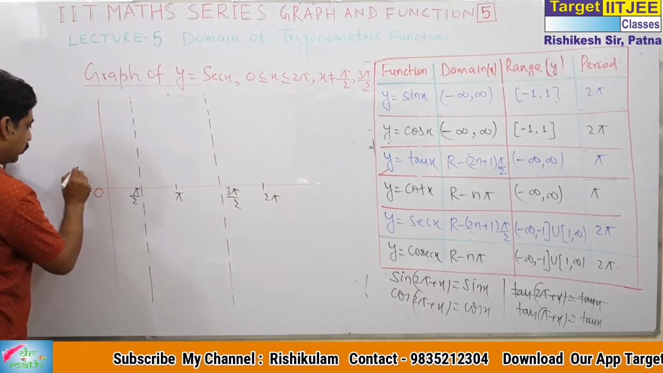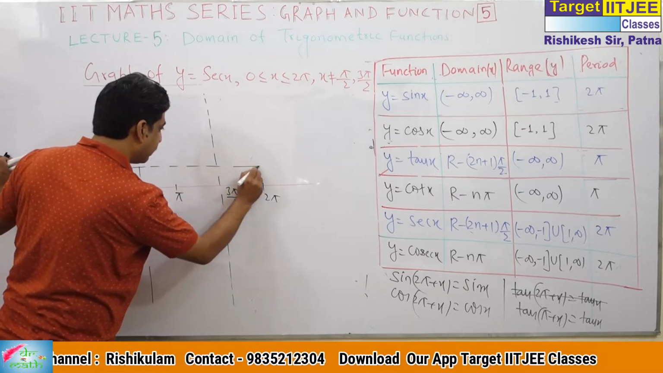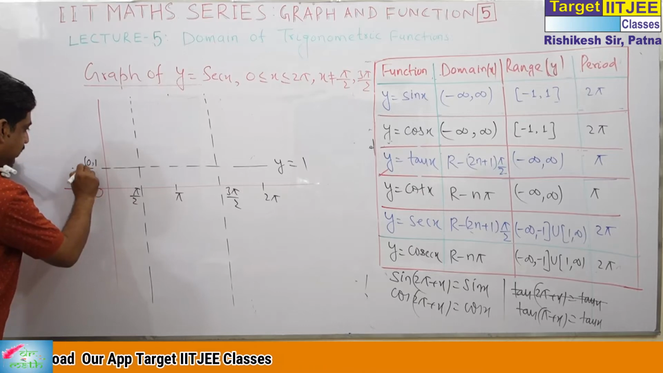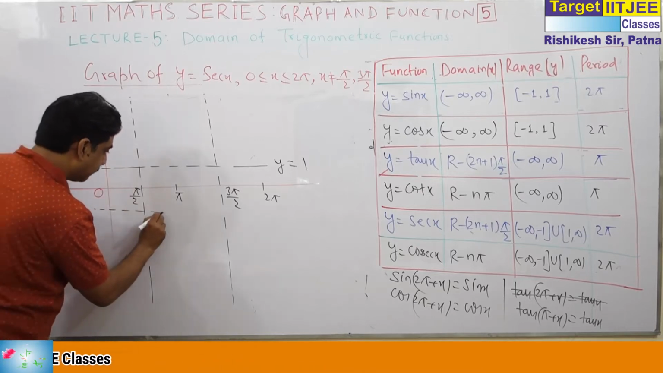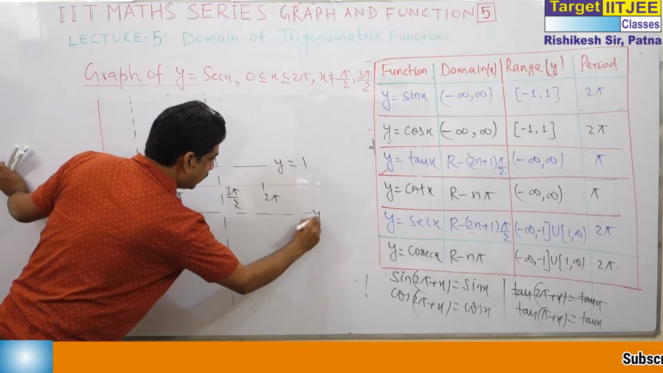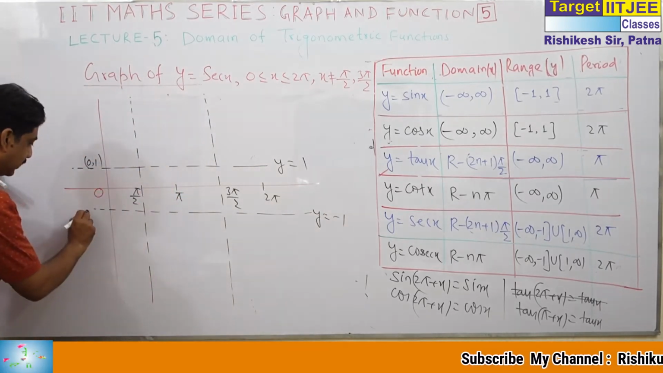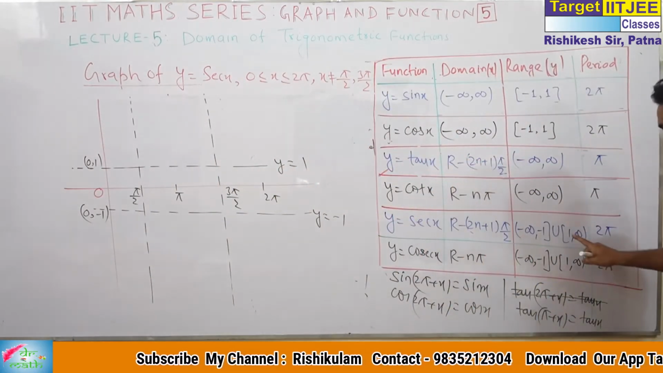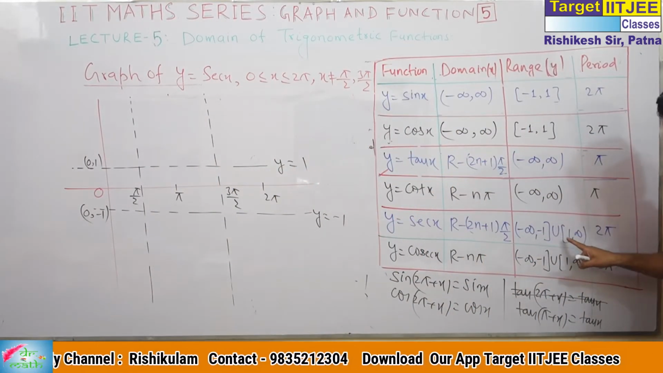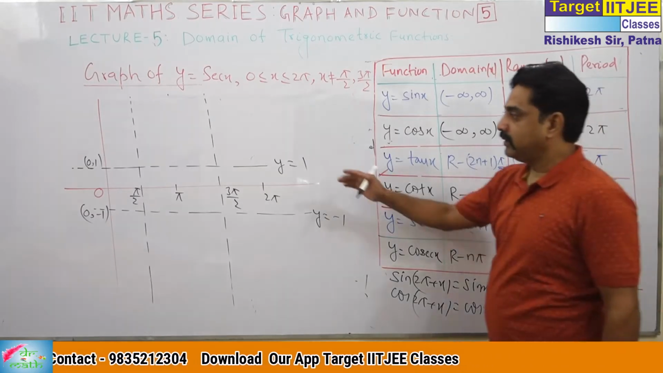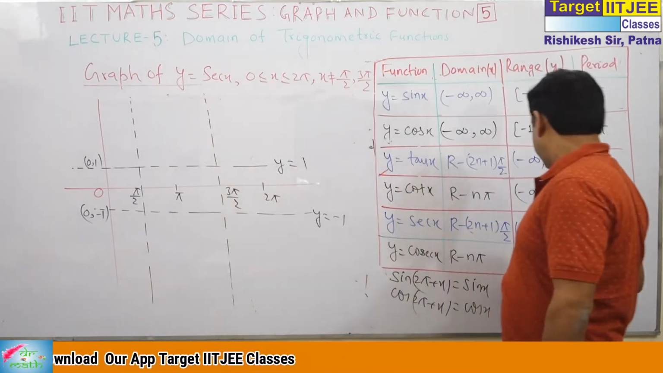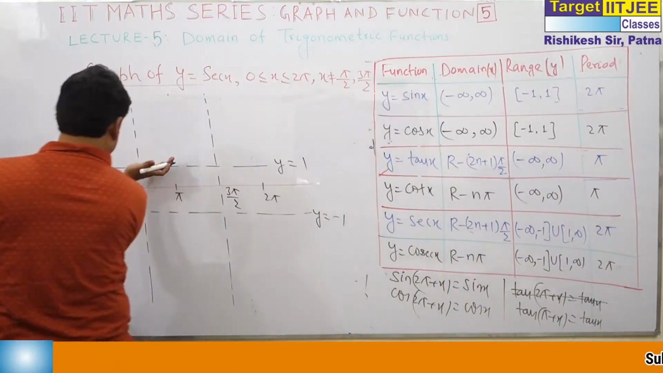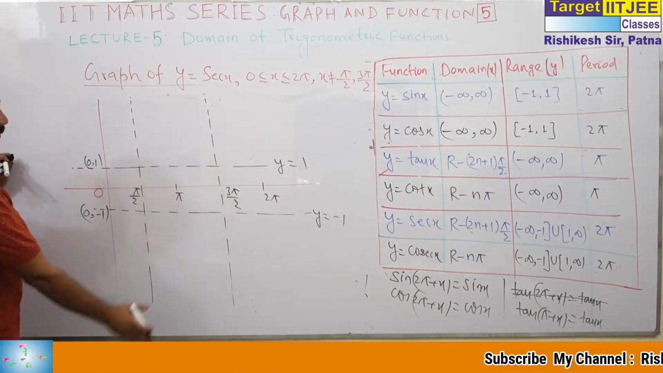I will also draw two more lines. This is actually y is equal to 1. You can take this as 0, 1. And this is y is equal to minus 1. You can take this as 0, minus 1. In the graph of sec x, you can see the value of sec x is either 1 to infinity, meaning greater than this line, or minus infinity to minus 1, meaning below this line. Either above this one or below this one.